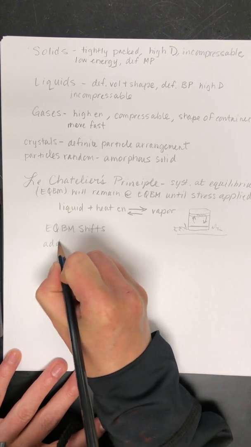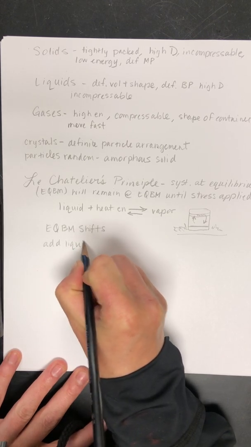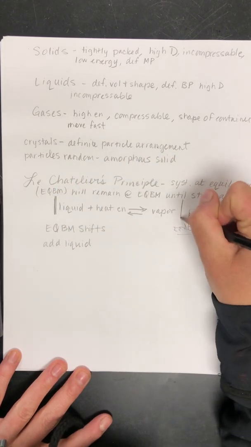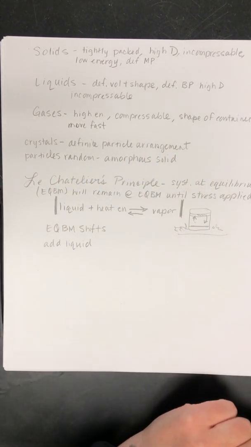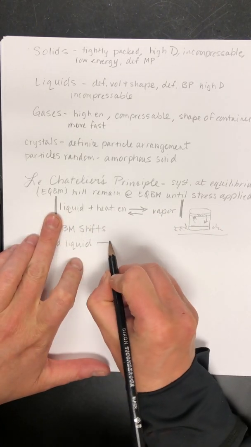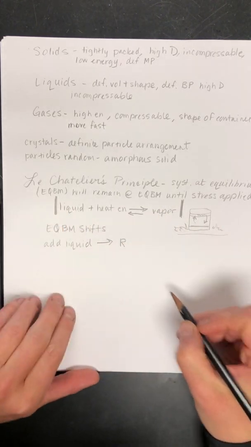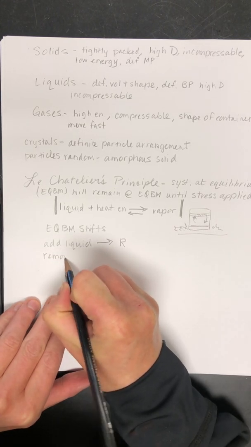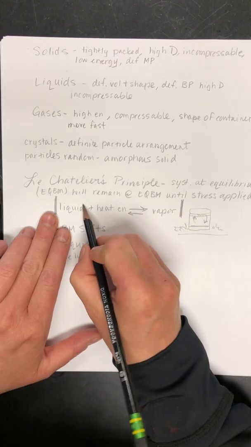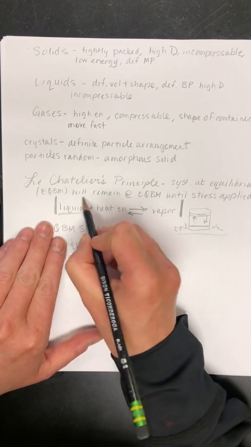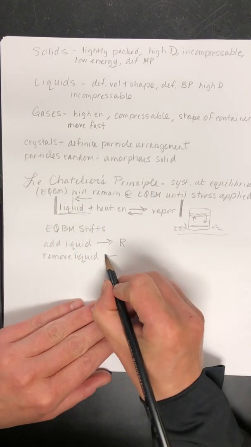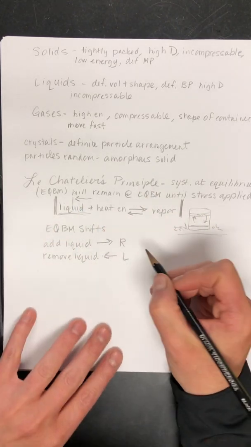So with this one, if you add liquid, usually I try to think of it like it can't move past the edges. So if you add something here, it can't move that way, it's got to push over this way. So that means it's going to shift to the right. If you remove liquid, so if you take away some of this liquid, so this is that liquid space, it's going to make it shift to the left.